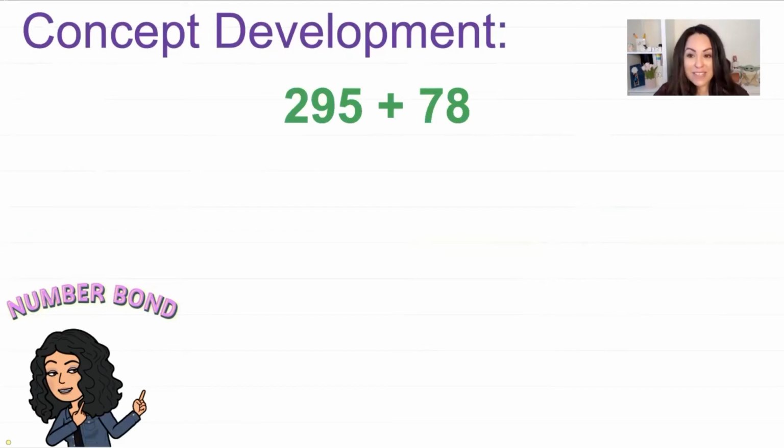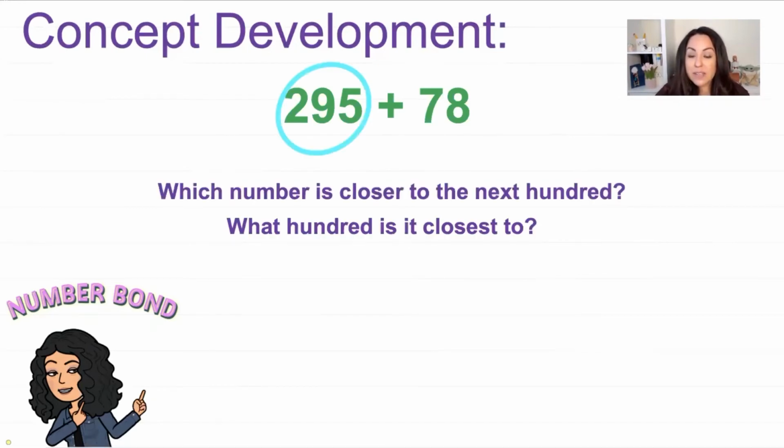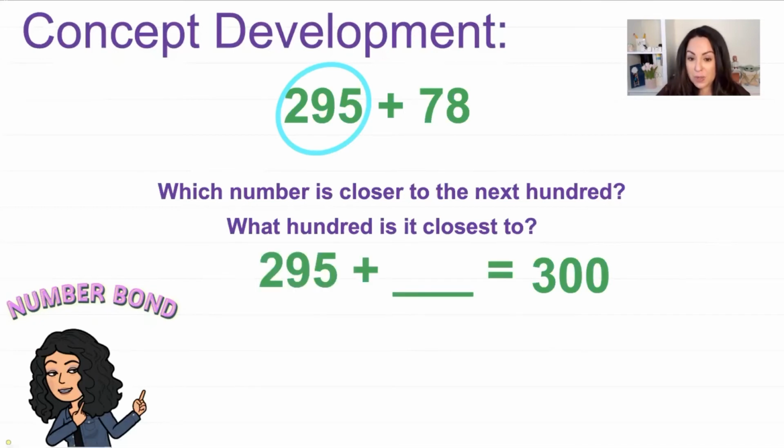295 plus 78. So if I have 295 plus 78, well, which number is closest to the next 100? Do you see that 95? It's pretty close to the next 100. So what I'm going to do is I'm going to identify which 100 it's closest to, and it's closest to 300. So how many more do I need to make that nice friendly 300? Well, 95, I need 5 more to make it the next 100.